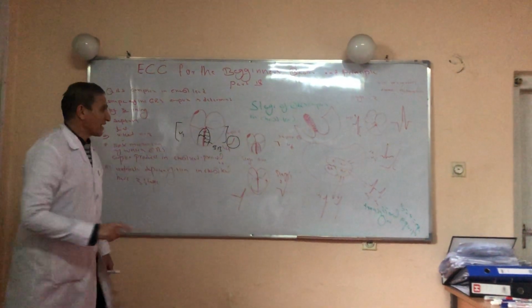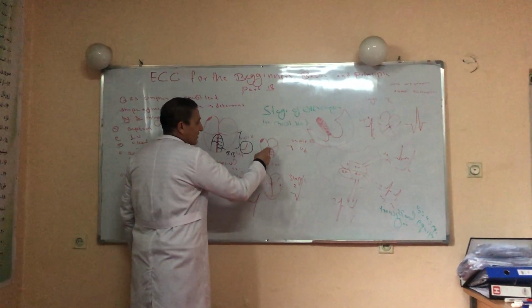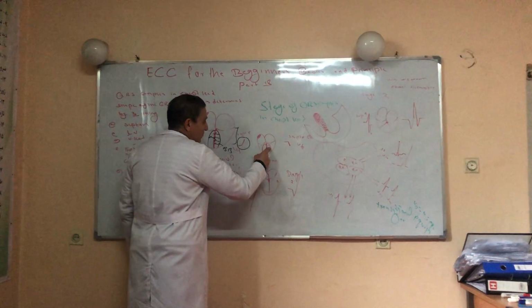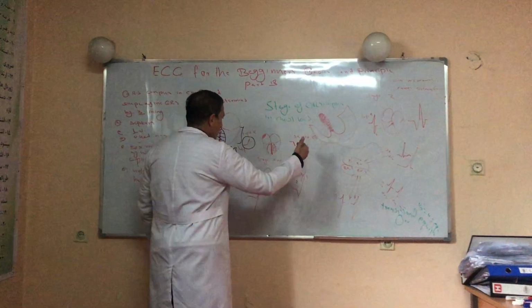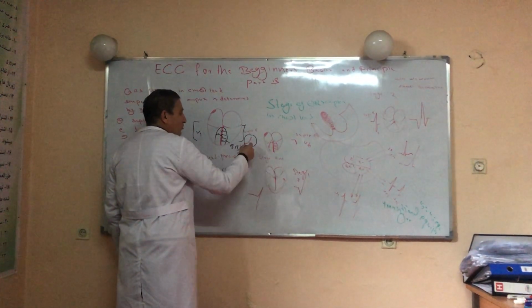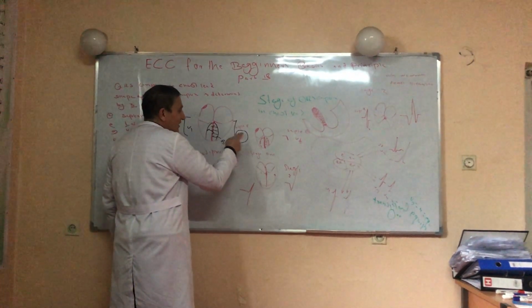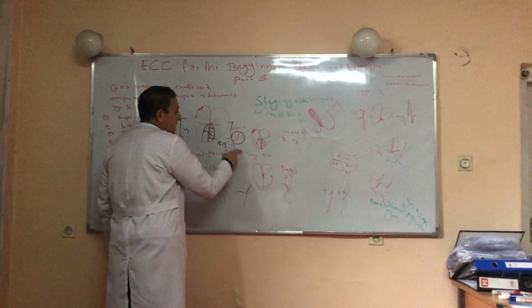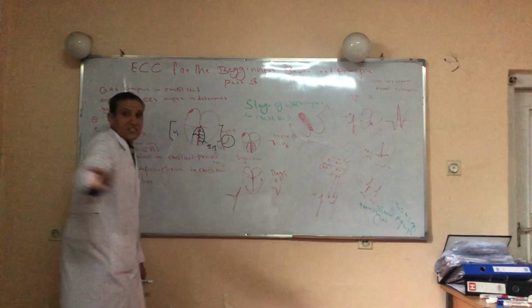So again, the electrical impulse is generated from the SA node and comes to the AV node, and then to the Hayes bundle and left bundle branch. The left bundle branch leads to depolarization of the septum from down to up and from left to right. Left to right means the electrical impulse moves toward this electrode V1, and V1 produces a small wave. This wave is called septal R.